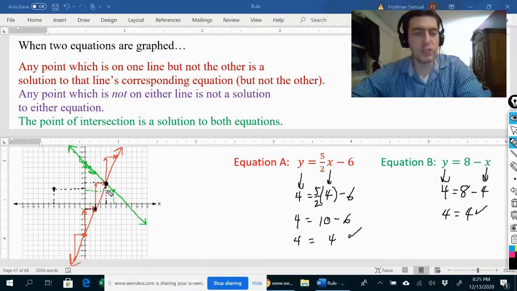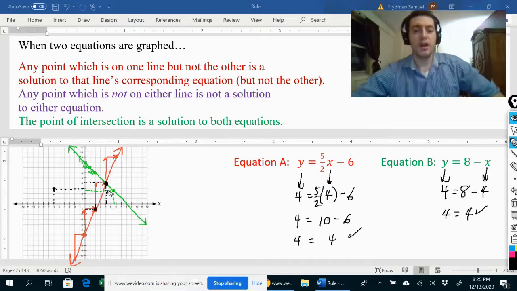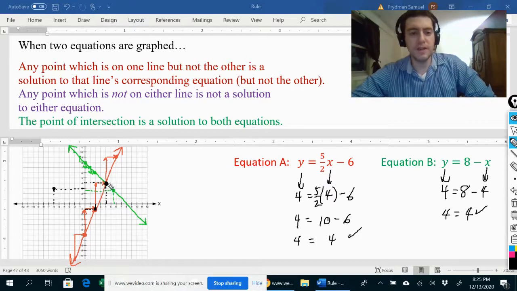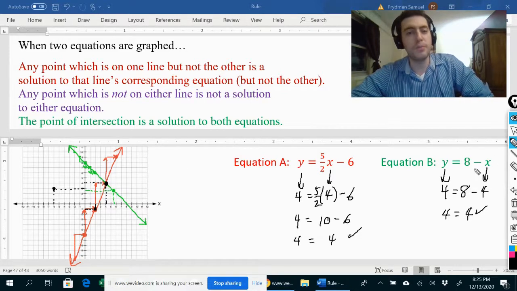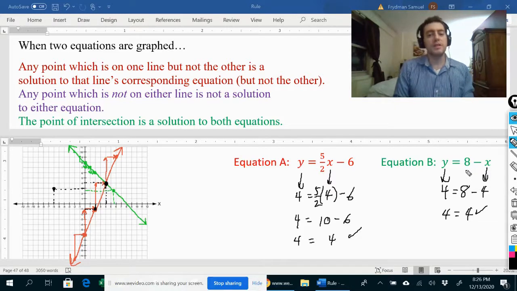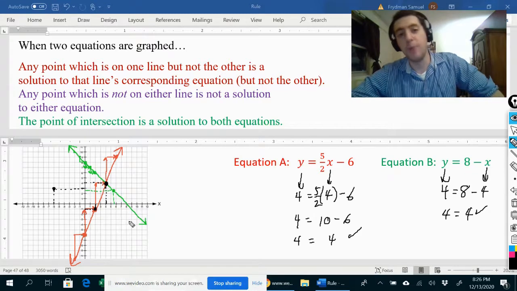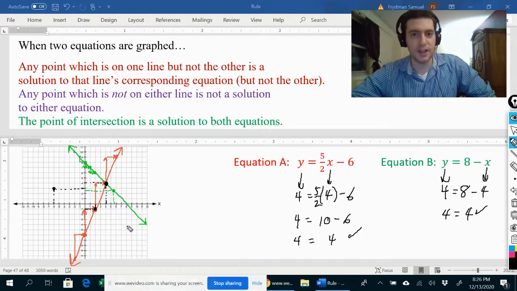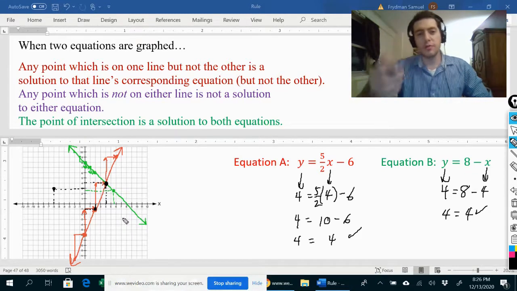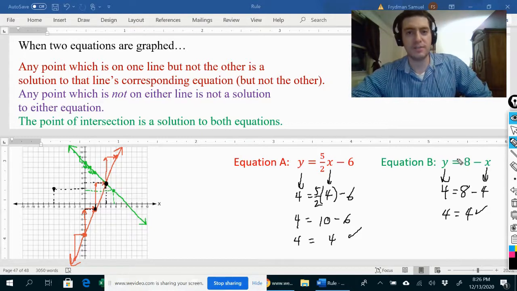So this point, which is the intersection of both lines, is where the two lines meet. This is a point on the red line, and it's also a point on the green line, and therefore it's a solution to both equations, which means it's a solution to the system of equations. And in fact, it's the only solution to the system, because there's no other point which is on both the red line and the green line. Okay, so there's no other point which solves both of these at the same time.